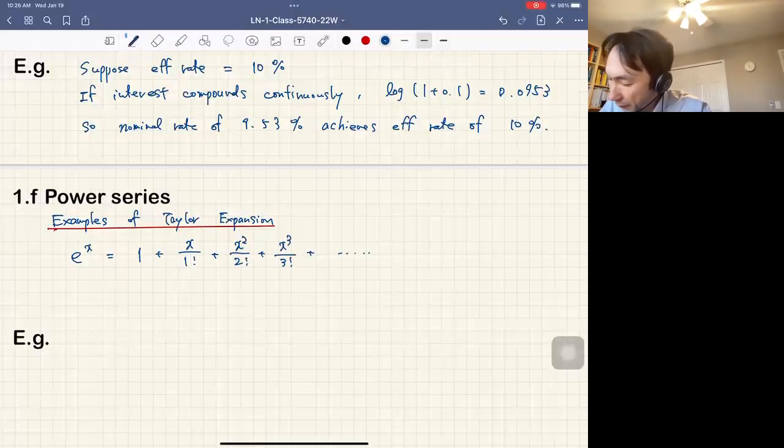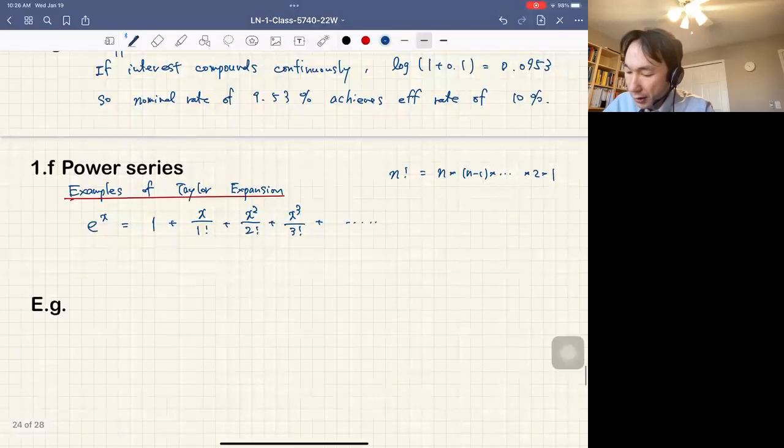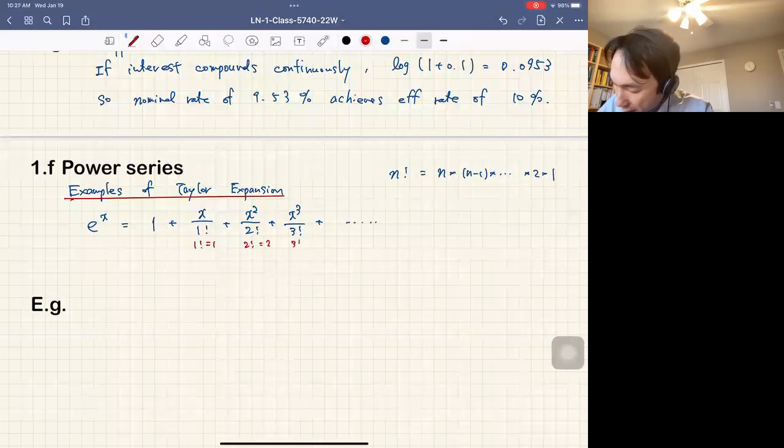The factorial is the number, the product of integers from 1 to n. That is n factorial. So you can see that 1 factorial is 1, 2 factorial is 2, 3 factorial is 6, 4 factorial is 24, and so on.